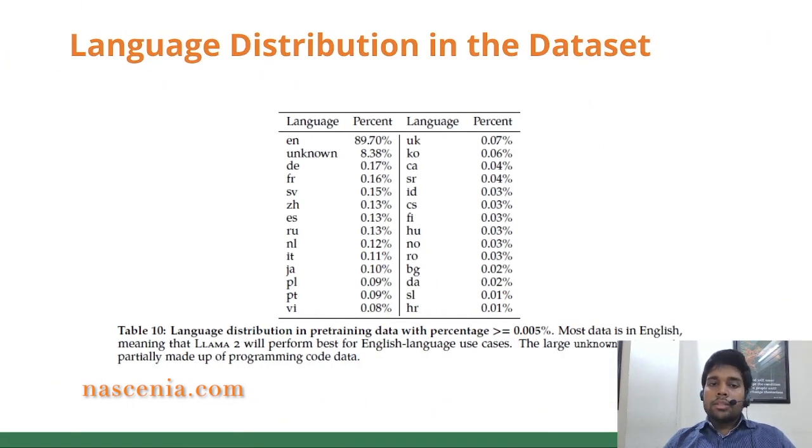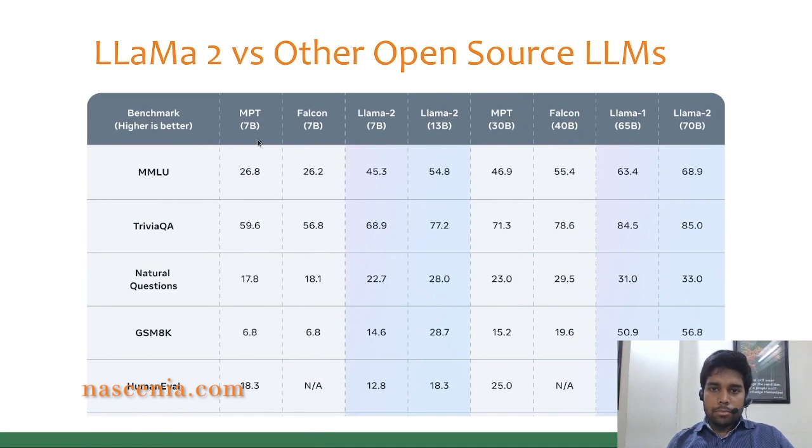So what is the language distribution used in training LLaMa 2? Mostly, as you can see from the table right here, English is the dominant language used in the dataset. So most of the tokens are in the English language. A token can be a specific word or a syllable.